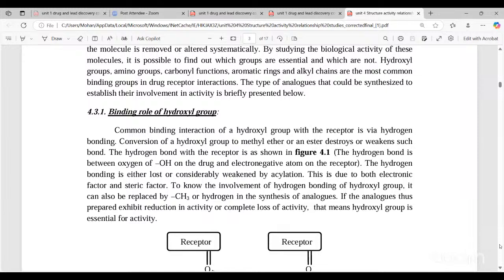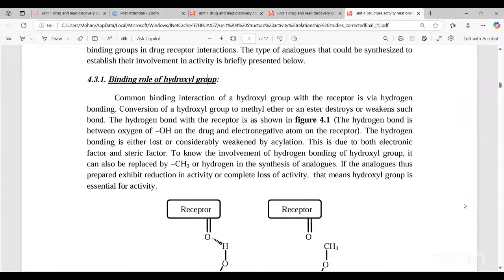The hydrogen bond with the receptor is as given in this picture. Here is the drug and the electronegative atom. The hydrogen bonding is either lost or considerably weakened by acylation. This is due to both electronic factors and steric factors. To know the involvement of the hydrogen bond of the hydroxyl group, it can also be replaced by CH3 or hydrogen in the synthesis of analogs.